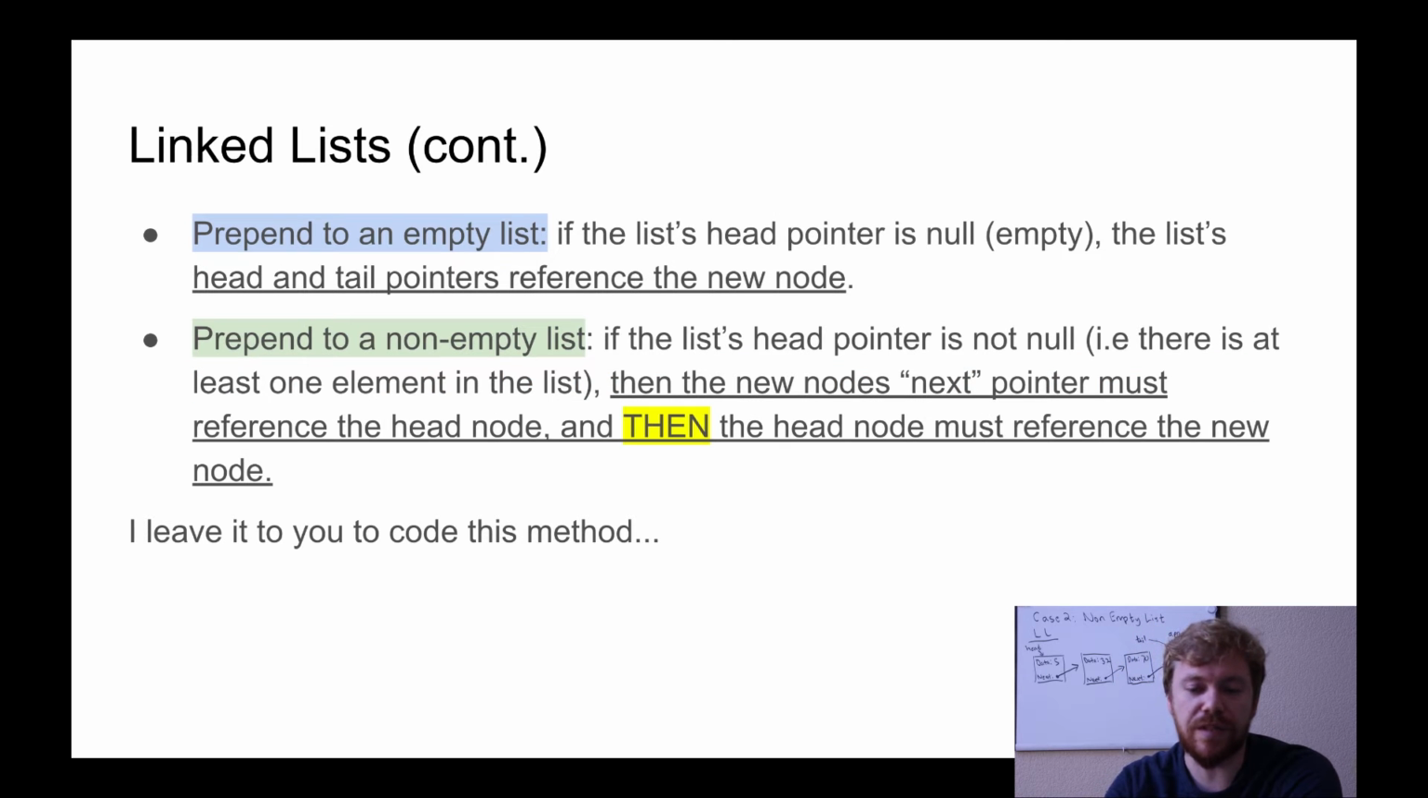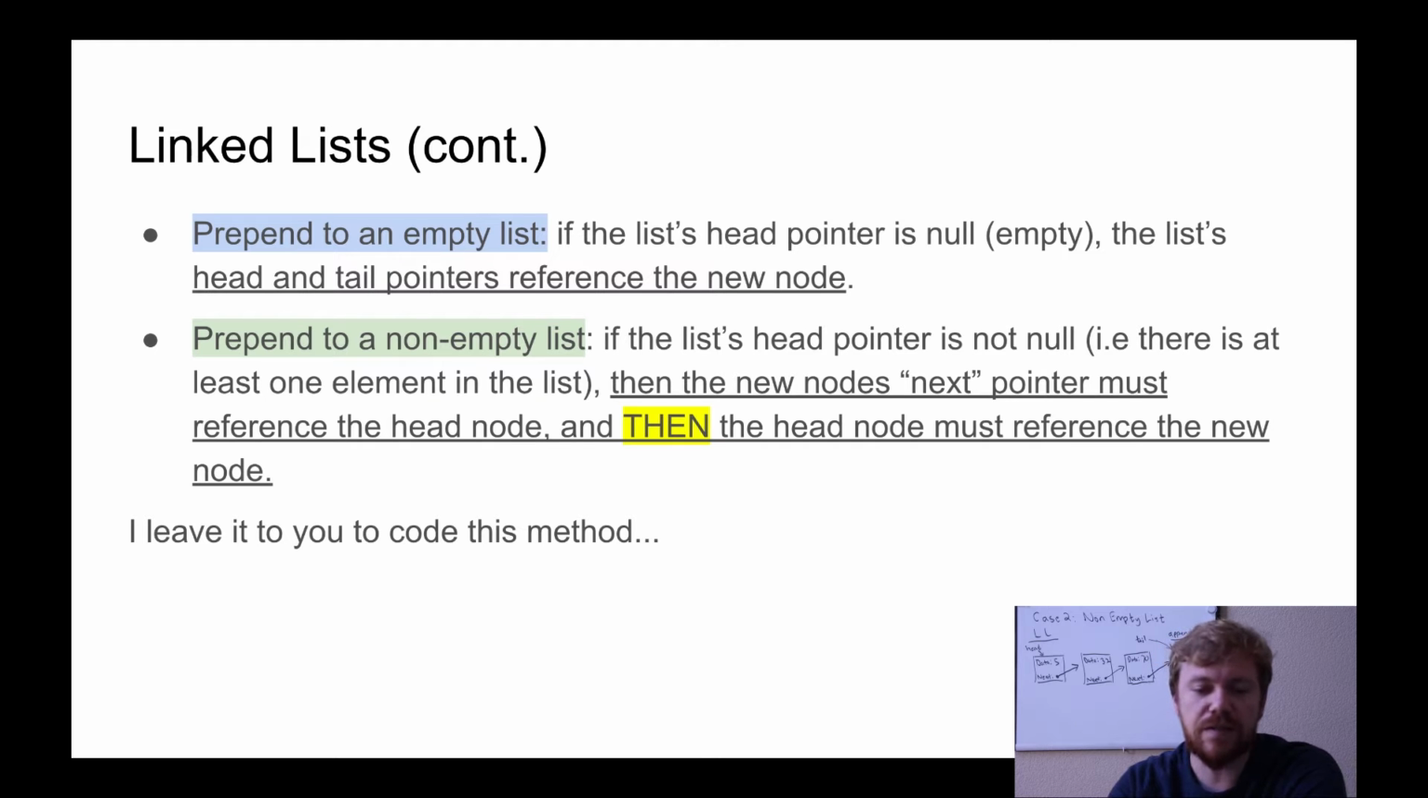So prepending to an empty list, not surprisingly, is the same as appending to an empty list. If the list's head pointer is null or empty, and the list's head and tail pointers reference null, then the list's head and tail pointers should reference the new node. And when I'm saying head pointer, head and tail pointer, really what I'm talking about is the variable name, right? The head and tail variable name, or the next variable name.